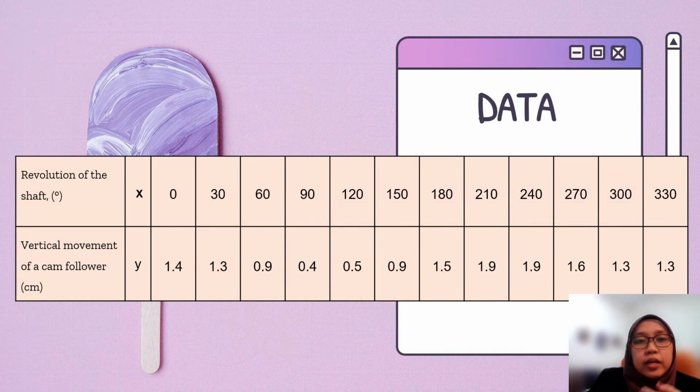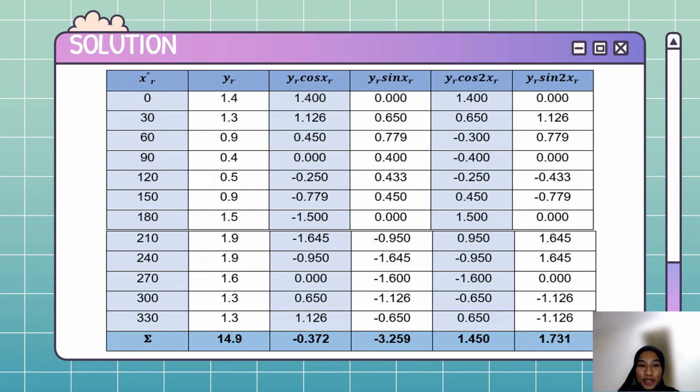This shows the data that we analyzed, which is x, the independent variable, consisting of revolution of shaft in degrees. Then, the dependent variable y is the vertical movement of the cam follower. Here we study 12 data to have the valid answer of rotation of 2 pi in the harmonic analysis. Next is solution. In this part, we put all the collected data into the table and calculate the value of y, y cos x, y sin x, y cos 2x, and also y sin 2x.